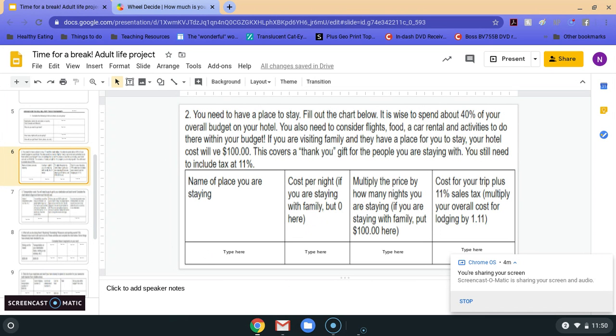So I actually combined this step, so there's only one multiplication problem you have to do. You're going to take the number from this column right here and multiply it by 1.11, and you're going to put that number right there. That's going to be how much it costs for you to travel to this place and just stay there. Keep in mind, you're just staying there. You haven't even eaten anything or traveled or anything yet.